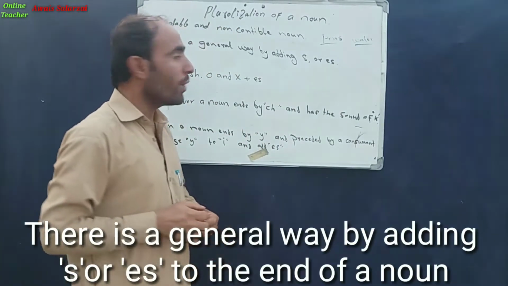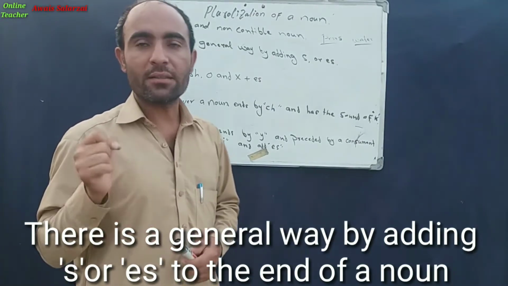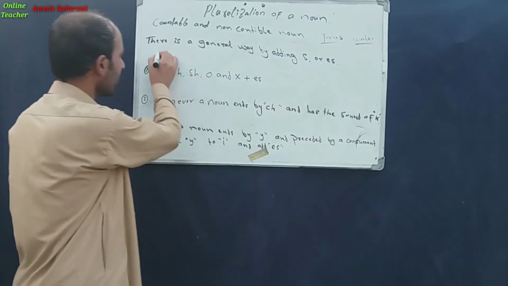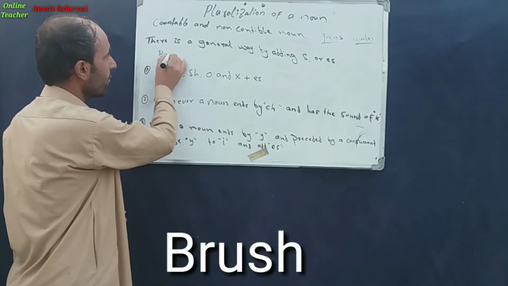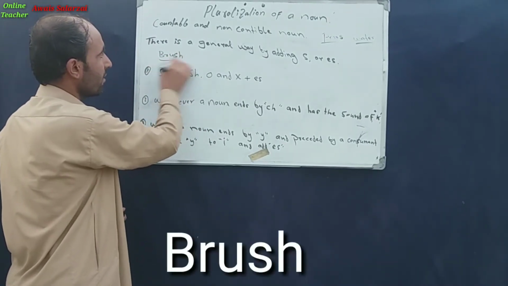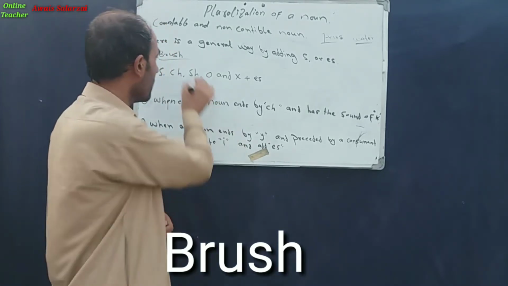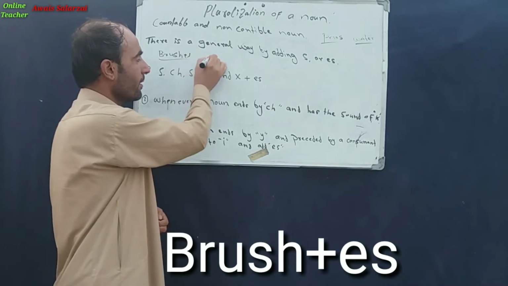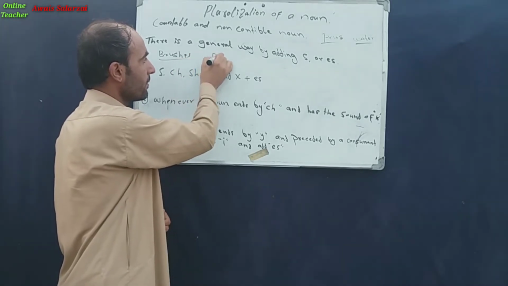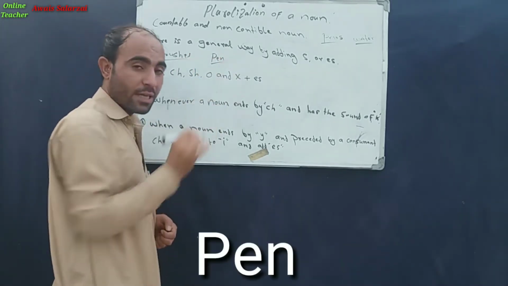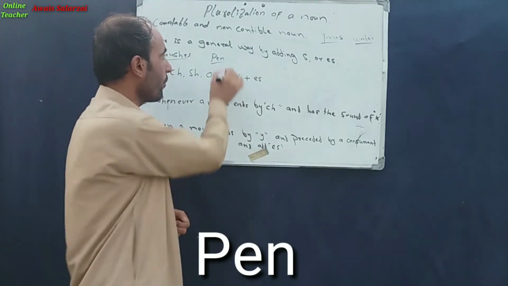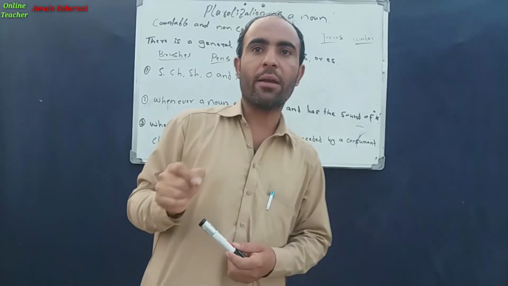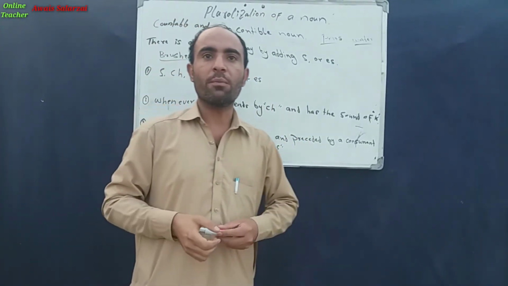Now, there is a general way of adding s or es at the end of a noun to make it plural. For example, number one, brush. Brush is a noun. If you want to make it plural, we will add es. Number two, pen is also a noun. If you want to make it plural, we will add just s. That is the general way of adding s or es to the end of a noun to make it plural.